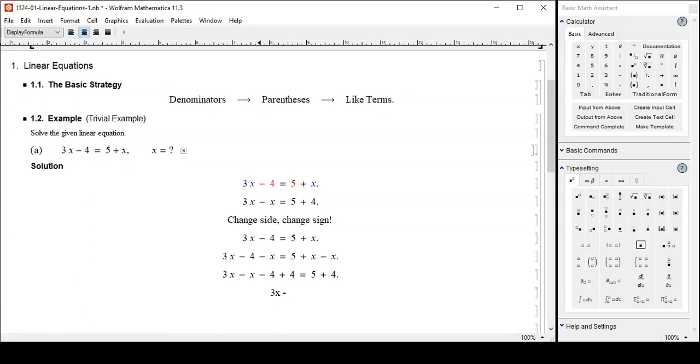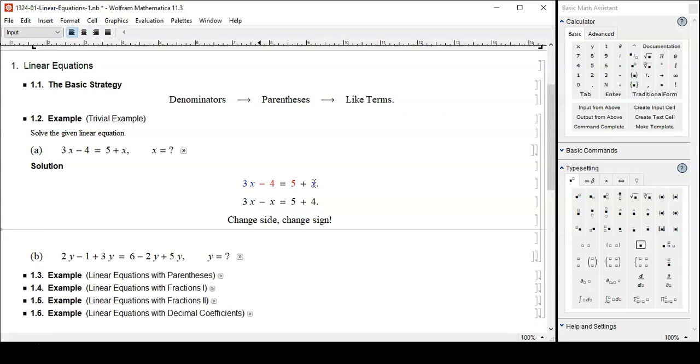So we have 3x minus x equals 5 plus 4. We can do it like this too. But then again, oh wow, how many extra unnecessary steps did I take? So I don't recommend it. Change the side, change the sign. Change the side, change the sign.